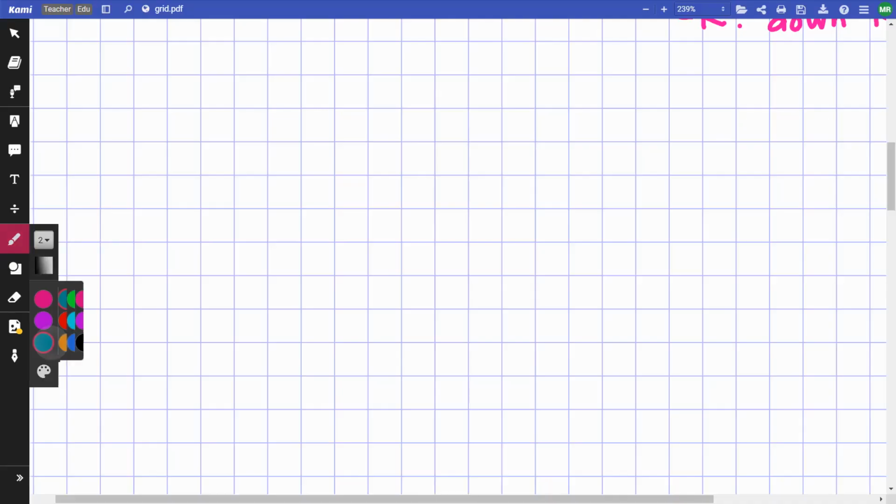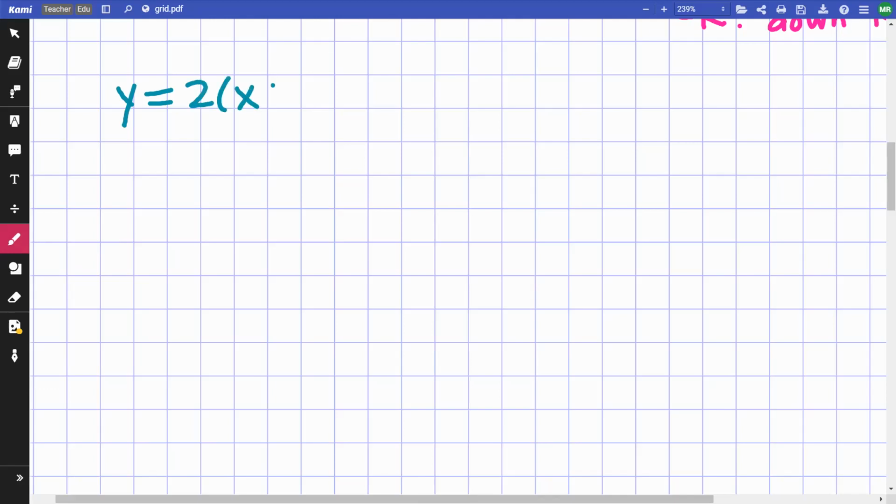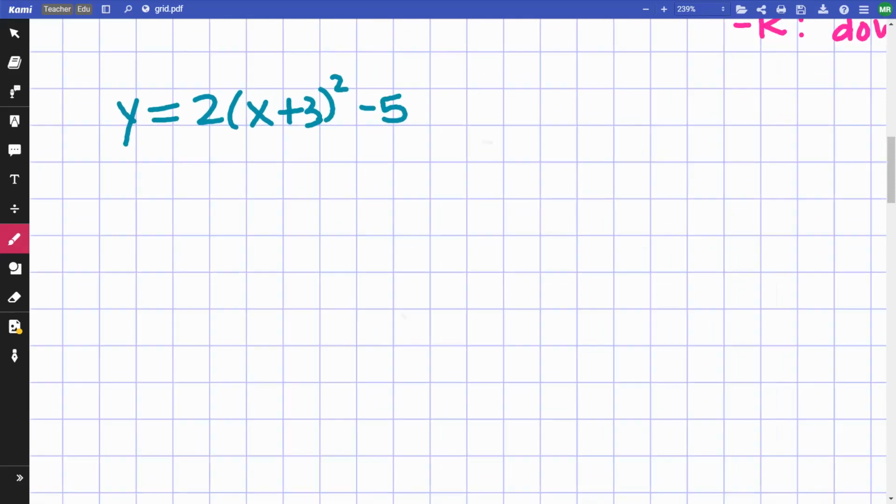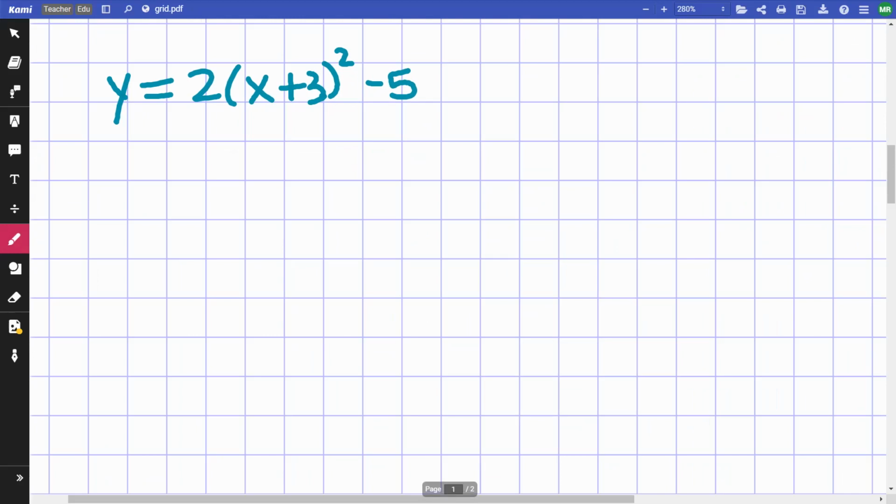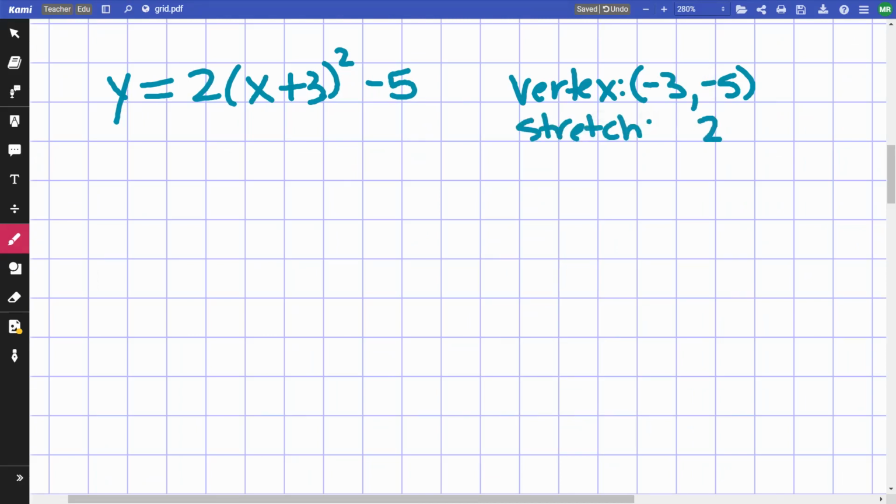Let's say that I have us do y equal 2 times the quantity x plus 3 squared minus 5. So if that is our parabola that we're doing, our vertex is going to be, because of the x plus 3, -3. Because of that minus 5, -5. That's where my vertex is. And my stretch is going to be 2.